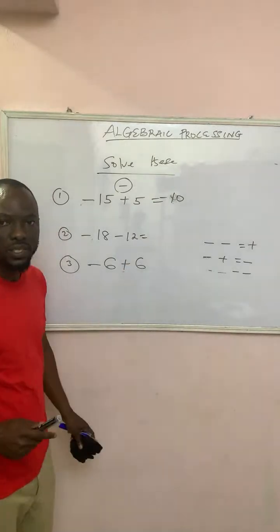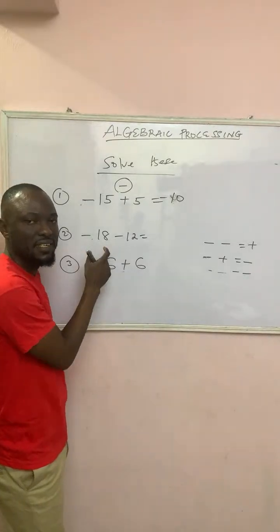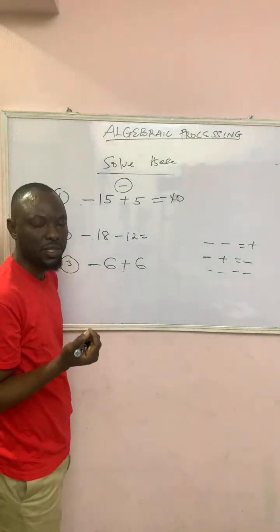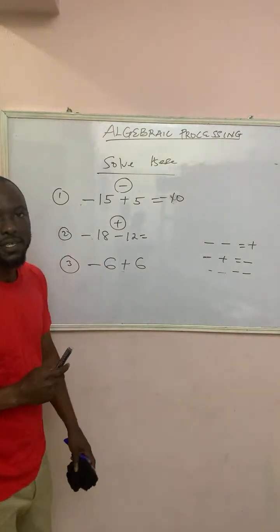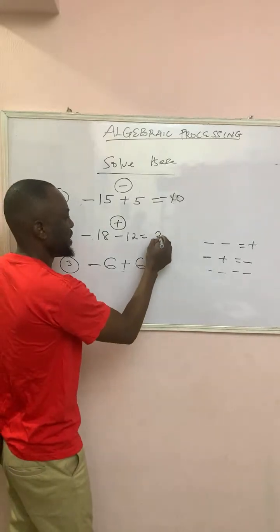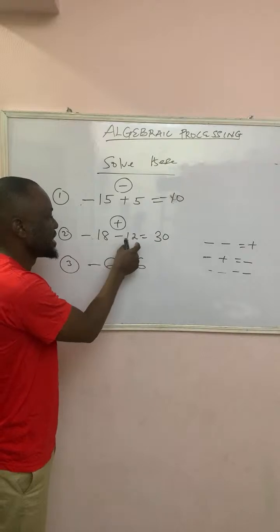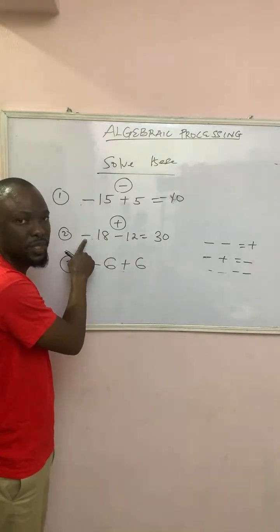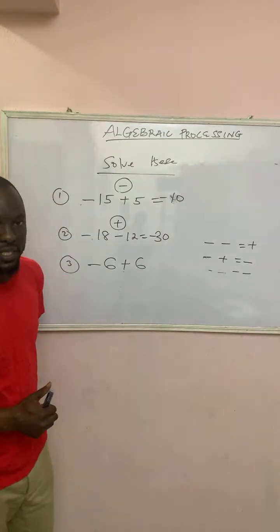For the second one, we'll do the same thing. The signs are identical. It tells us that the operation we have to perform on the integer is addition, right? So 18 plus 12 is 30. And then we'll look at the two numbers without the sign. 18 is bigger than 12. So we'll take the sign of the bigger number. So our result is -30.